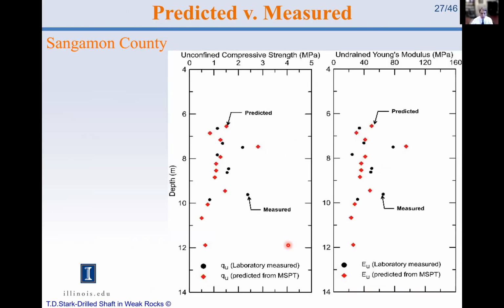Here are two more. The measured values are the black, and the predicted are the red from the MSPT. Same, the chart on the other side is actually Young's modulus instead of just QU. As I mentioned, we ran UU triaxial tests as well as just unconfined to measure Young's modulus.